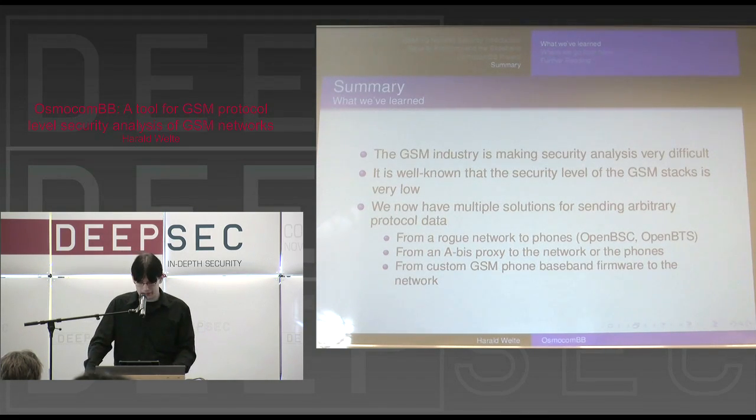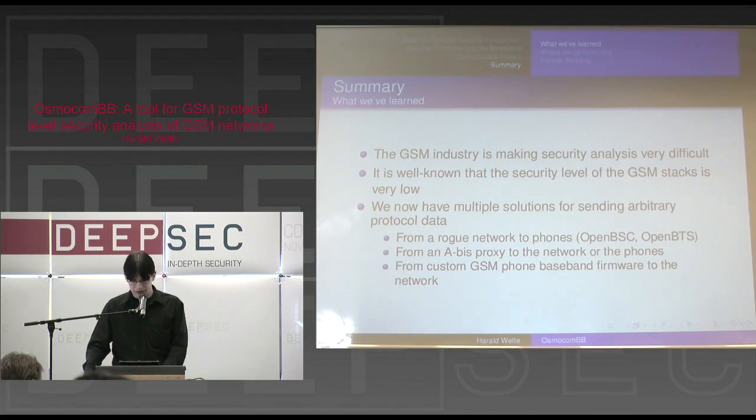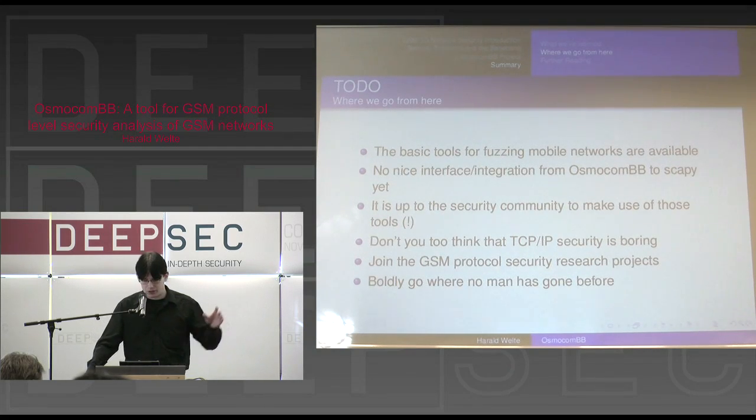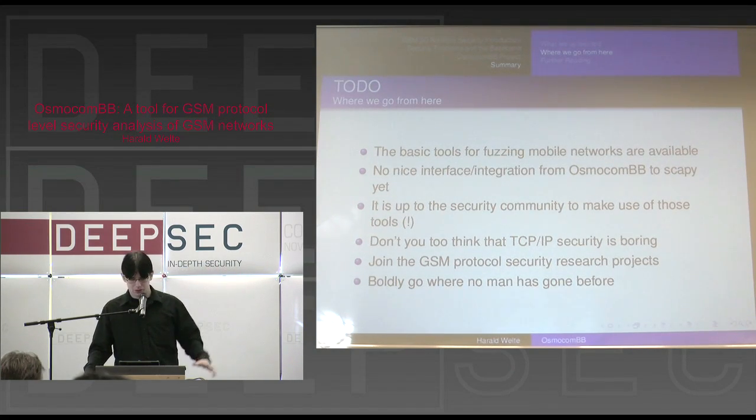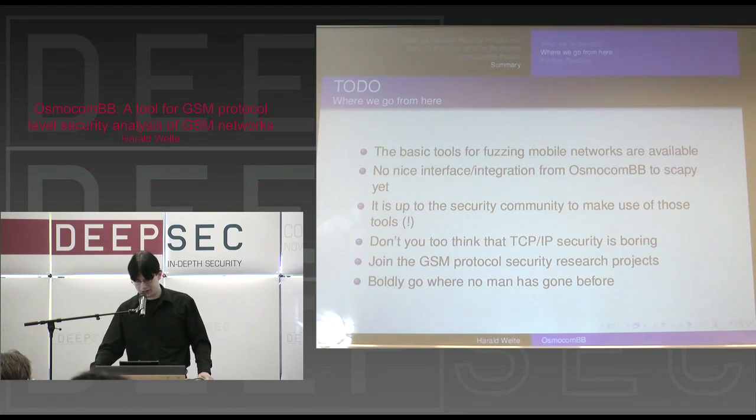We don't know. But now we can send arbitrary data into a network from the telephone. So right now this means the basic tools for starting to fuzz mobile networks are available. What we don't have is any nice interface or integration with fuzzing tools like Scapy or any kind of other security tools that allow you to send handcrafted messages.